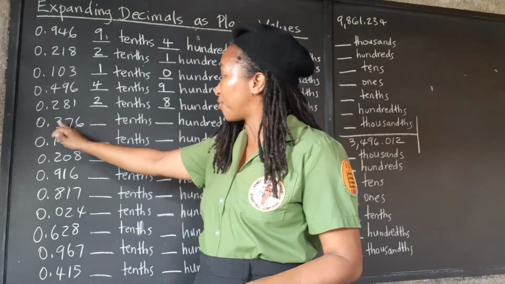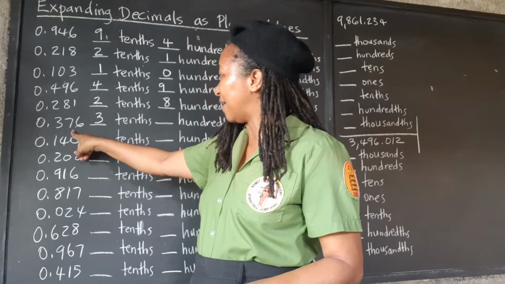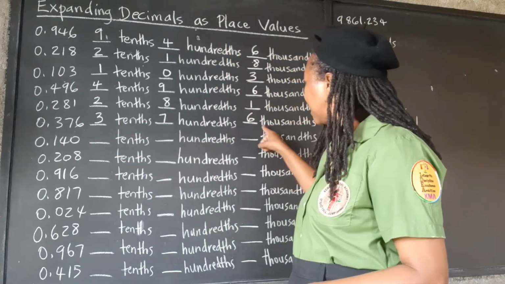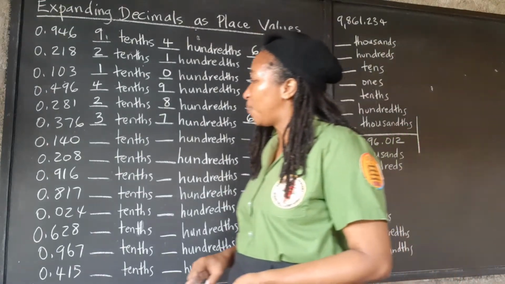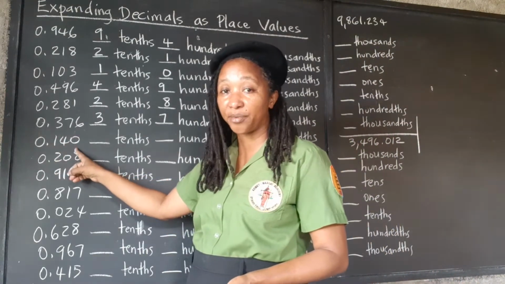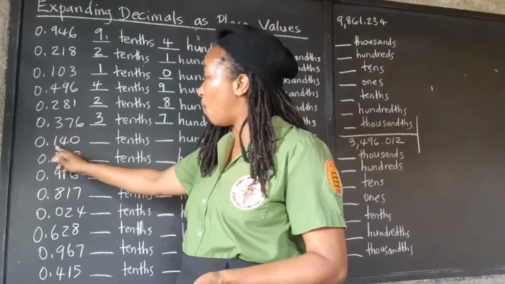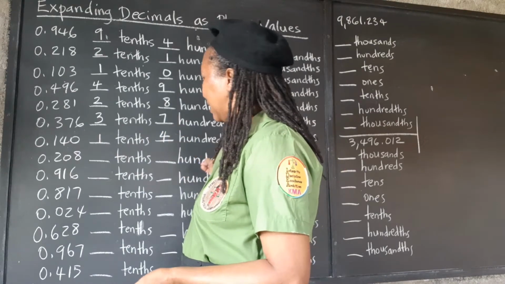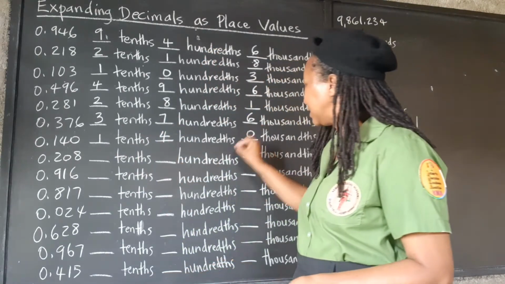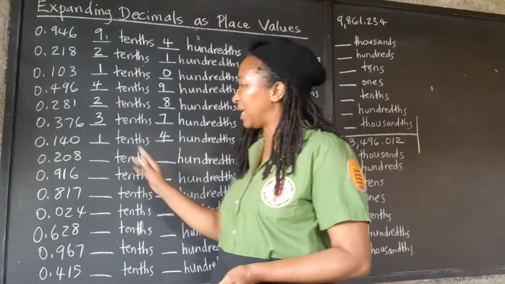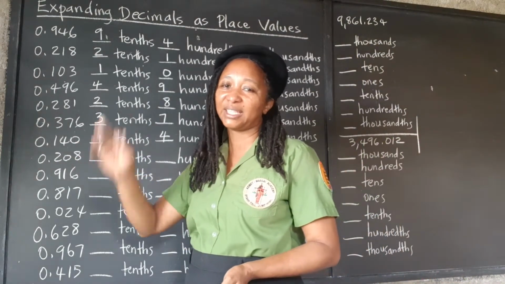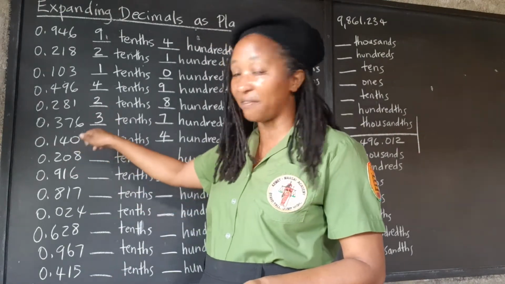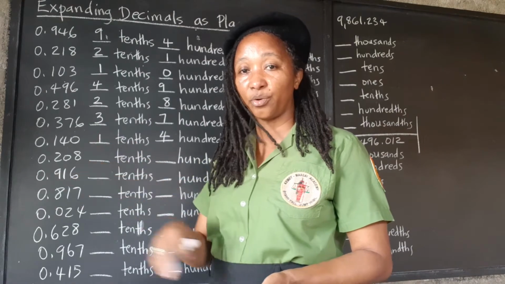0.376. So 3 is in the tenths place, 7 is in the hundredths place, 6 is in the thousandths place. 0.140. Alright, so we have a 1 in the tenths place, 4 in the hundredths place, and nothing in the thousandths place. This 0 here, he didn't have to come today, right? We could ignore this. The 0 at the very end of the decimal can be ignored.